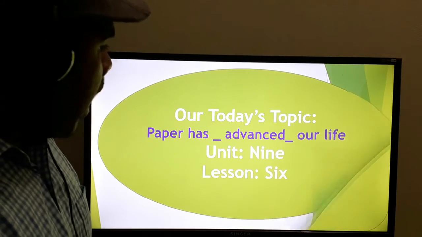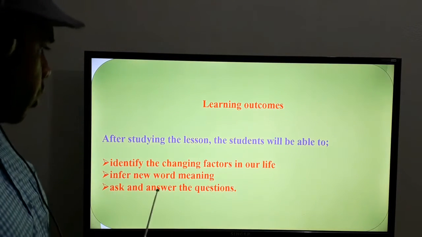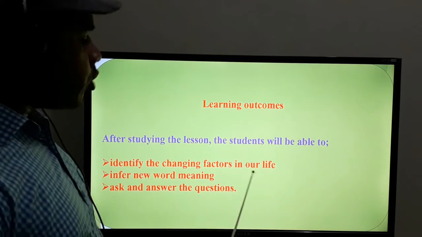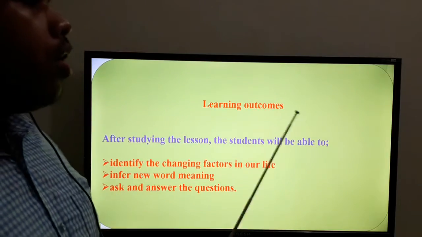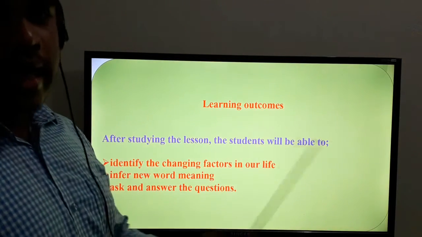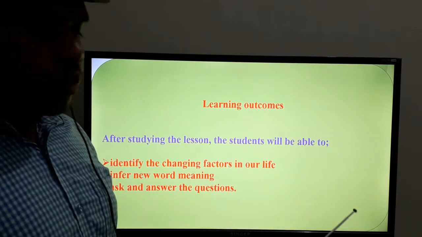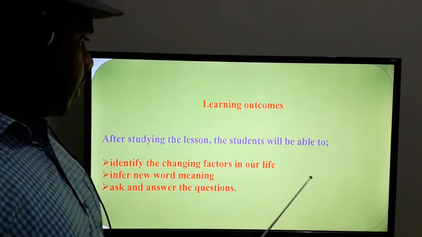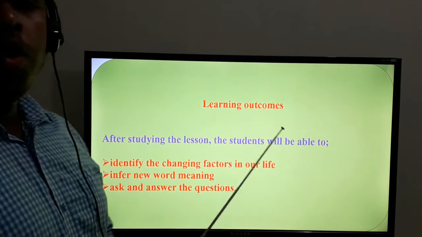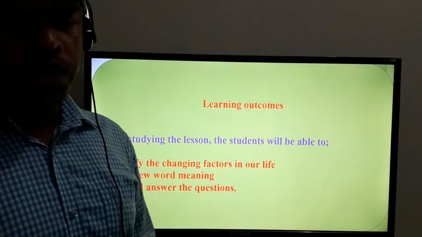And there are some learning outcomes also. At the end of the lesson, you will be able to identify the changing factors in our life. You will be able to know what is the main factor that changed our life greatly. And infer new word meanings, that is, after going through the text passage, you will be able to know some new words. And then lastly, ask and answer questions.